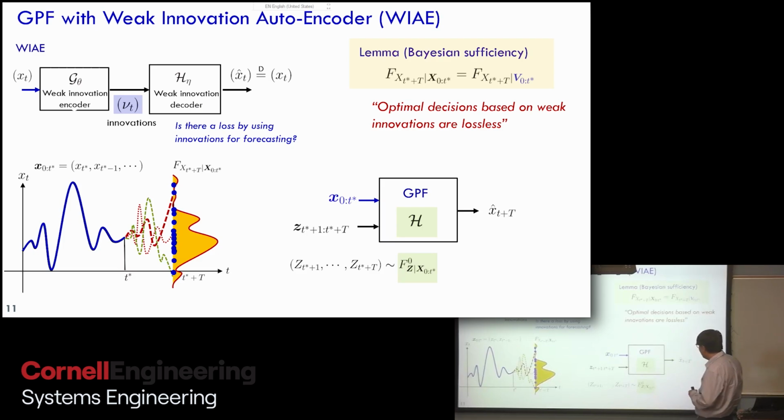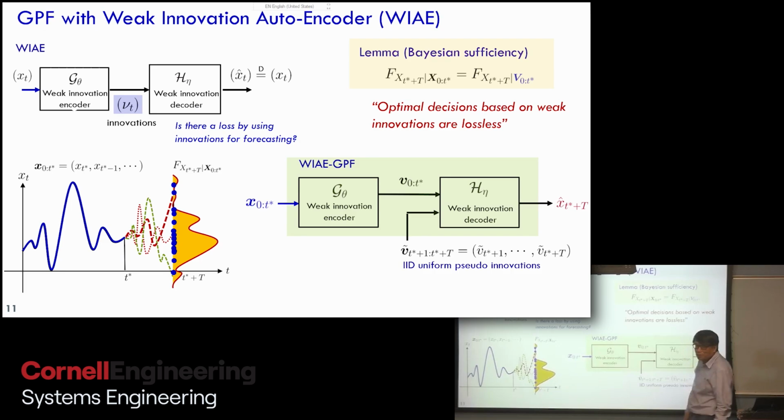Okay, so what should be these two things? You can probably expect what is going to happen. Okay, I have an autoencoder. I have the input up to time t star. And this encoder maps to a sequence of independent random variables from infinite past to t star. But because this innovation is independent of the future, all I need to do is just generate IID uniform samples.